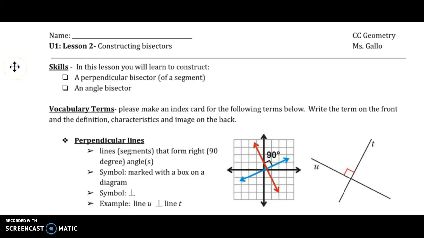This video is for Unit 1, Lesson 2, Constructing Bisectors for Common Core Regions Geometry. The skills you'll learn in this lesson will be to construct a perpendicular bisector of a segment and an angle bisector.